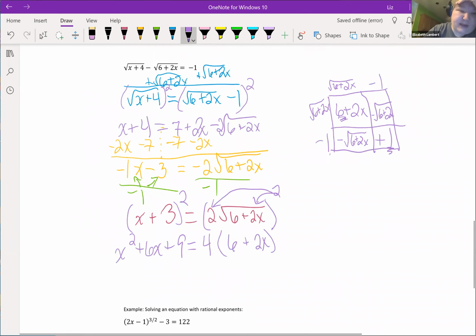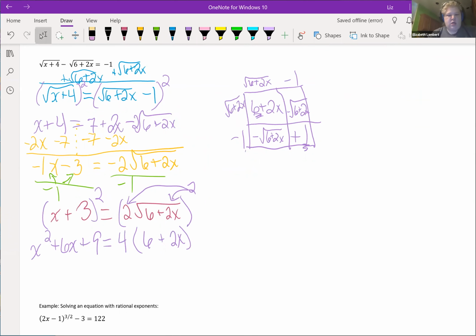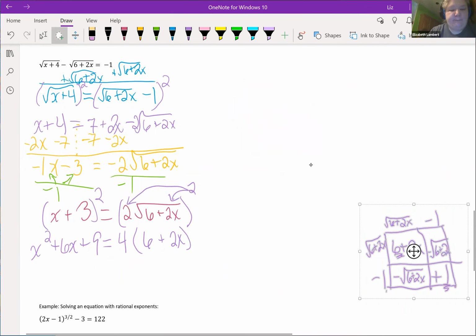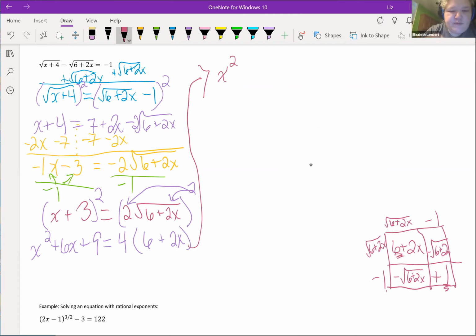Give me a sec, I'm going to make myself some more room. In fact, I'm going to do that by moving the box. And then I'm just going to take this, rewrite it up here with the next step. So x squared plus 6x plus 9 equals 4 times 6 is 24. 4 times 2x is 8x.